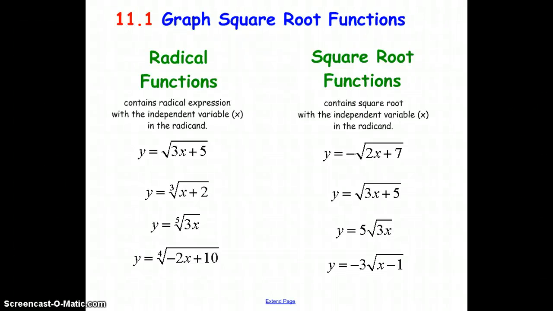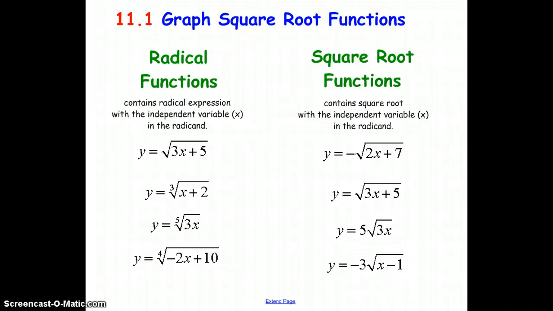In this first section of Chapter 11, we're going to talk about how to graph square root functions using function transformations. First, I wanted to discuss a little bit what radical functions are and what they look like, and then specifically what square root functions look like.